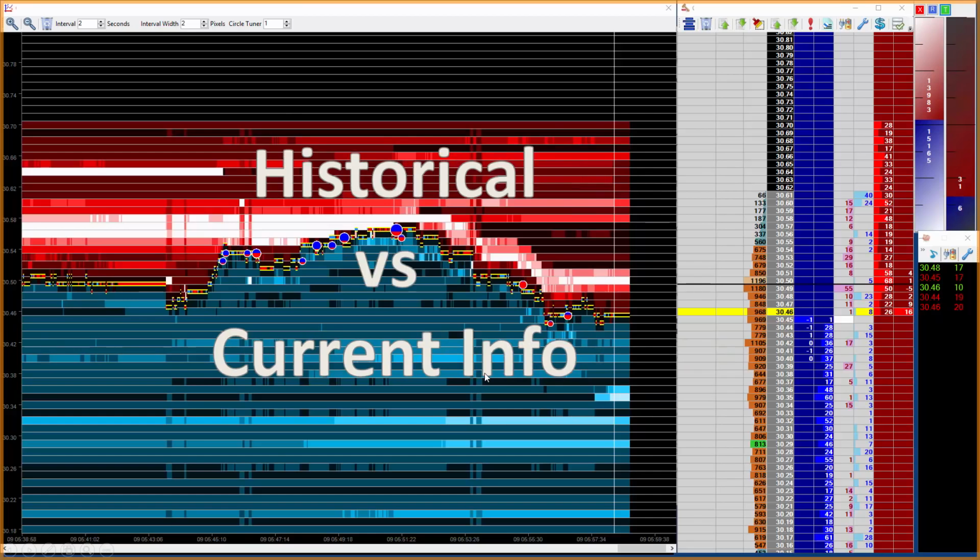And we should think about this in another way too. Historical versus current information. Because this isn't just about which view is best for reading order flow, it's about which view is best at what time.